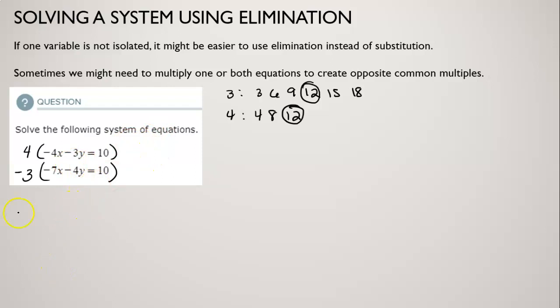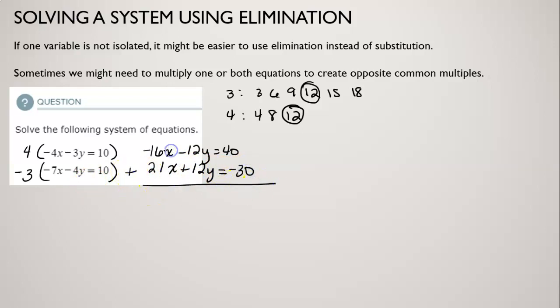So let's see what this should look like once I do that. If I multiply everything by 4, I get negative 16x minus 12y equals 40. If I multiply everything in the bottom equation by negative 3, and this is where I often make my mistake, I forget about the negative. That's negative 3 times negative 7, which is positive 21. Negative 3 times negative 4, which is positive 12y. And negative 3 times 10, which is negative 30.